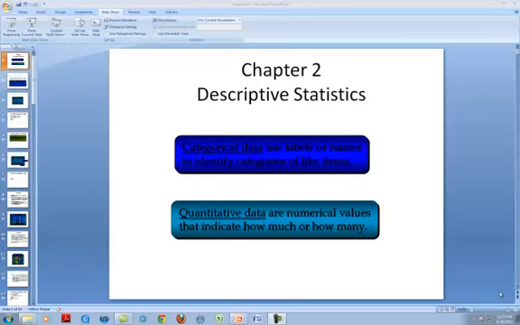First are so-called categorical data, which are labels or names that identify categories of like items. And there are quantitative data, which are numerical values. For this course, we will be dealing much more with quantitative data, but it will also be helpful to familiarize yourselves with categorical data, what they are, and how we handle them. Here's one example of categorical data.